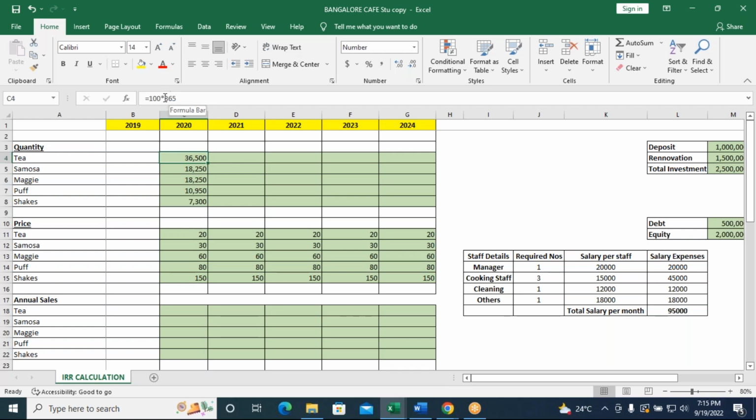You can see I am calculating it for 365 days. So 365 days make 1 year. I am telling that per day if I am selling 100, then for 365 days it will be 36,500 tea I am selling. So understood with this first year calculation, girls? If you are having any doubt, please do tell.